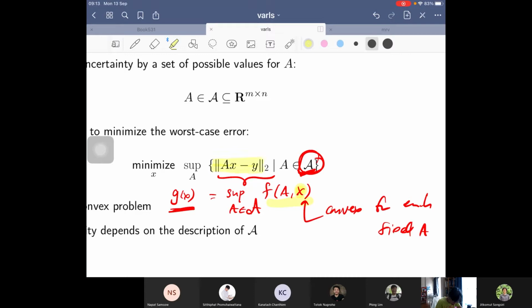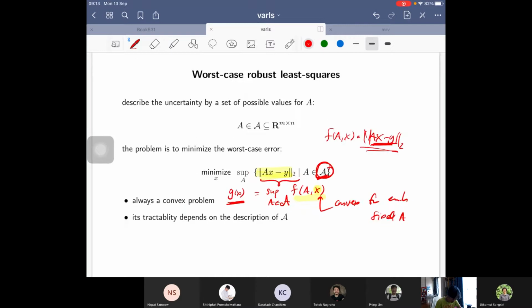If you take a look at f(A, x) as the norm of Ax minus y, that is a two norm of an affine function in x, so it is convex in x. So in conclusion, the formulation of the worst case robust least squares given by this problem is always a convex problem in x.